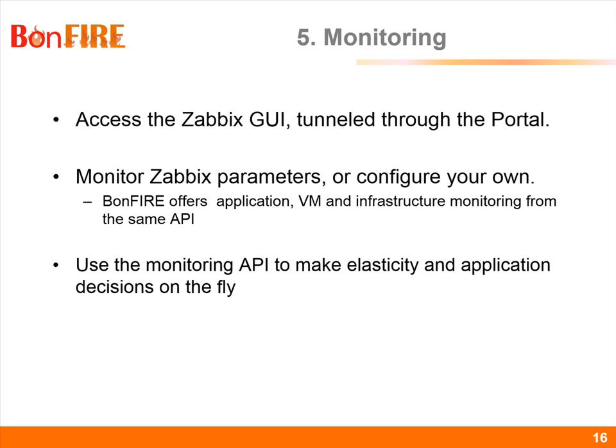And with this whole setup, you can monitor the Zabbix parameters that are already pre-configured. You can configure your own. And the important thing about BonFIRE is that it provides access to application metrics, your metrics, VM metrics, and infrastructure monitoring metrics from the same API. And I will cover this later. And you can use the monitoring API, so you can make decisions for elasticity and steer your application as you need at runtime. As I said, more on monitoring later. It's one of the very strong points of BonFIRE.